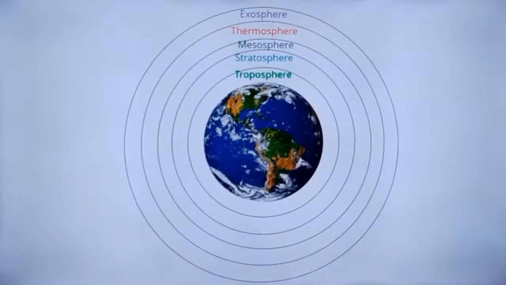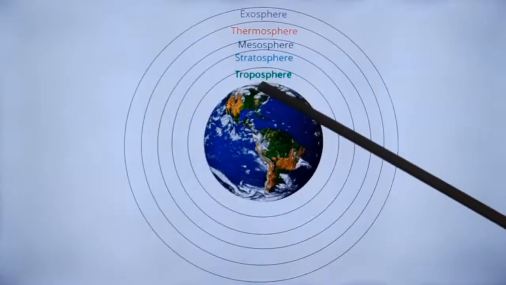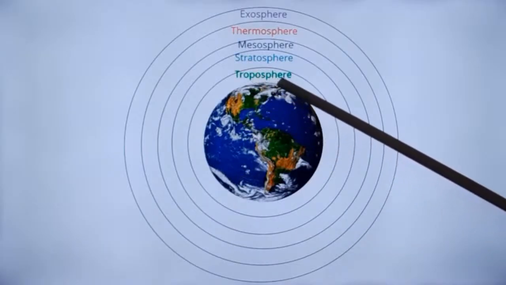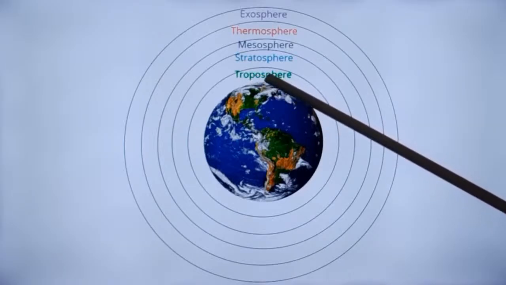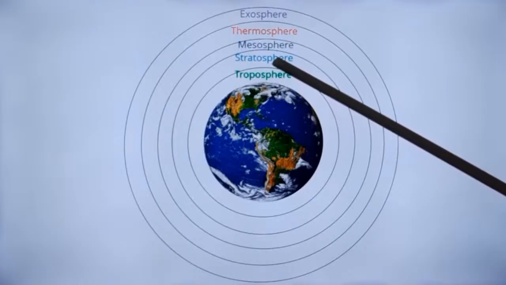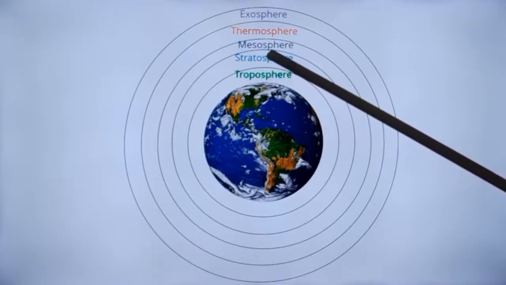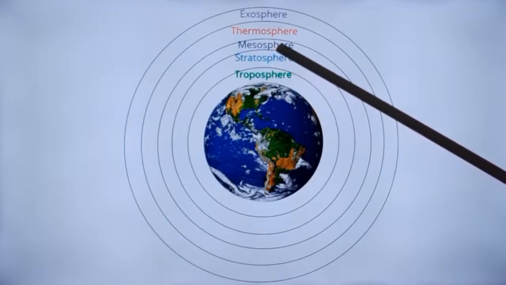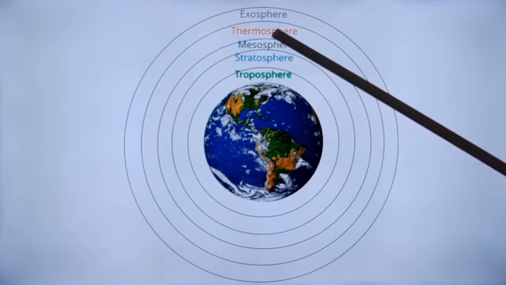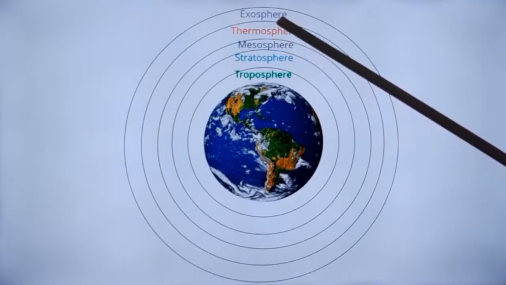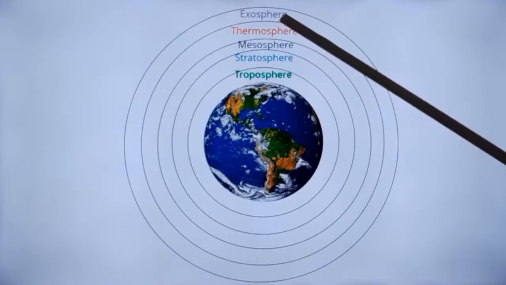These are the layers of the atmosphere. The lowermost is the troposphere. That's the place where we are all walking about, lowermost layer of the atmosphere. Then comes the stratosphere. Beyond the stratosphere, you have the mesosphere. Still beyond is the thermosphere. And outermost layer is the exosphere.